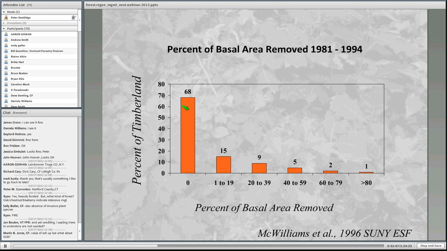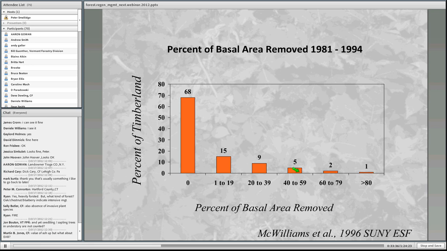Some of that was because, you may remember, in the early 1980s some of that was pole timber, and so it didn't really have commercial value. And there's also the attitudes of owners that aren't interested in harvesting. So the majority of forest land at that time had not been harvested. Where the harvesting did occur, there's 32% of the land that was harvested, and half of that removed less than 20% of the basal area. So there were very light cuts. 9% removed less than 40%, and then when you think about what would be more intensive harvests, only 7% or 8% of that total land base was being intensively harvested.